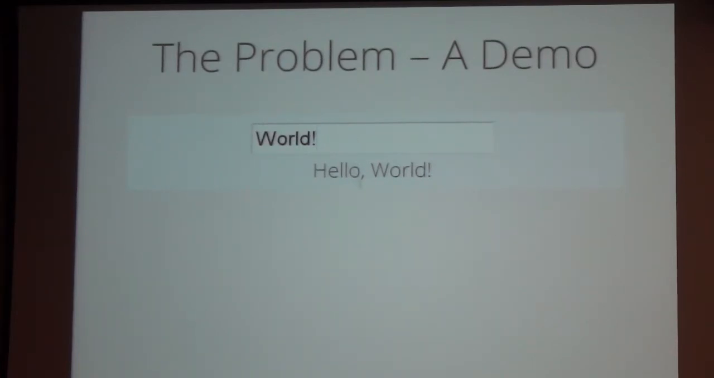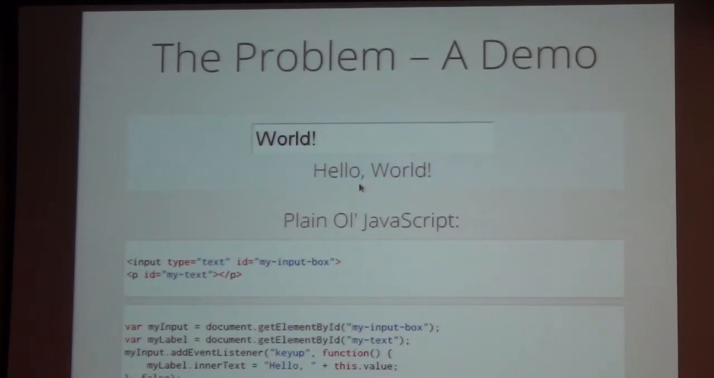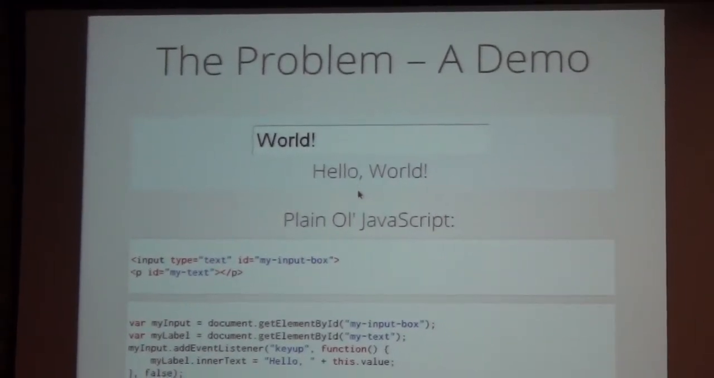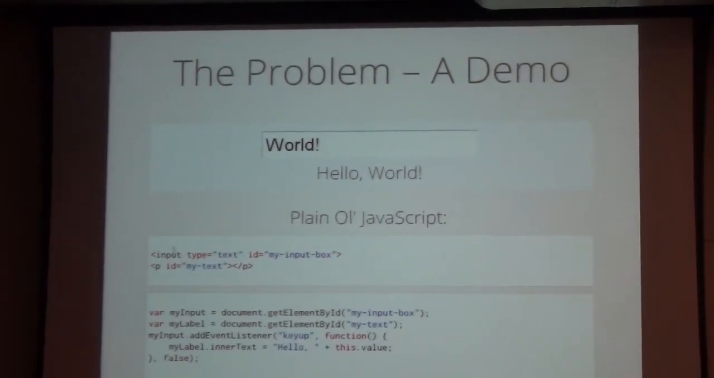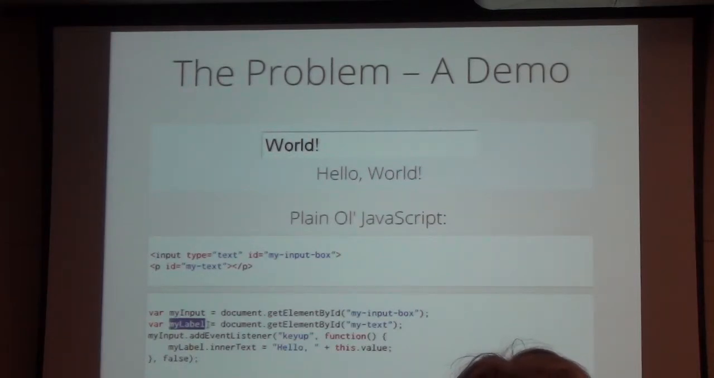And this is the sort of code that might power something like this, just in plain old JavaScript. We have a couple lines of code here. We have just our typical input box and a paragraph tag that we're putting our text in. And then in our JavaScript, we're scanning the document for the input box, and scanning the document and getting the label that we're going to be putting the HTML in. We're attaching an event listener for whenever the user lets go of a key, that's this keyup right here. And then we have a callback saying, take the value of the text box and set it into the label's text. And that's how we're achieving this sort of functionality.